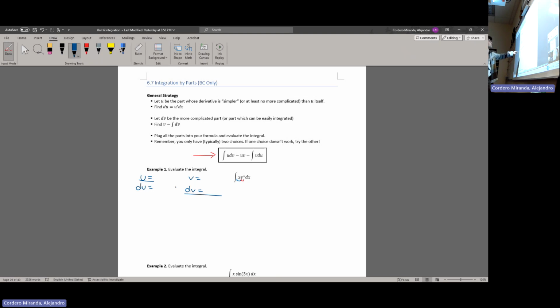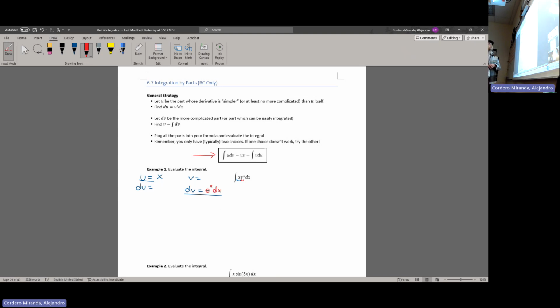You choose them like this. Choose the u so that, most of the time, its derivative is a little bit simpler than originally. So most of the time you're going to choose u to be like a polynomial, like x or x squared or x cubed or whatever. And then you're going to choose dv to be everything else. Everything that is not your u will be your dv. So in this case, u is going to be x, and dv will be everything else. So once the x is gone, pretend this x isn't here, then the e to the x dx will be my dv.